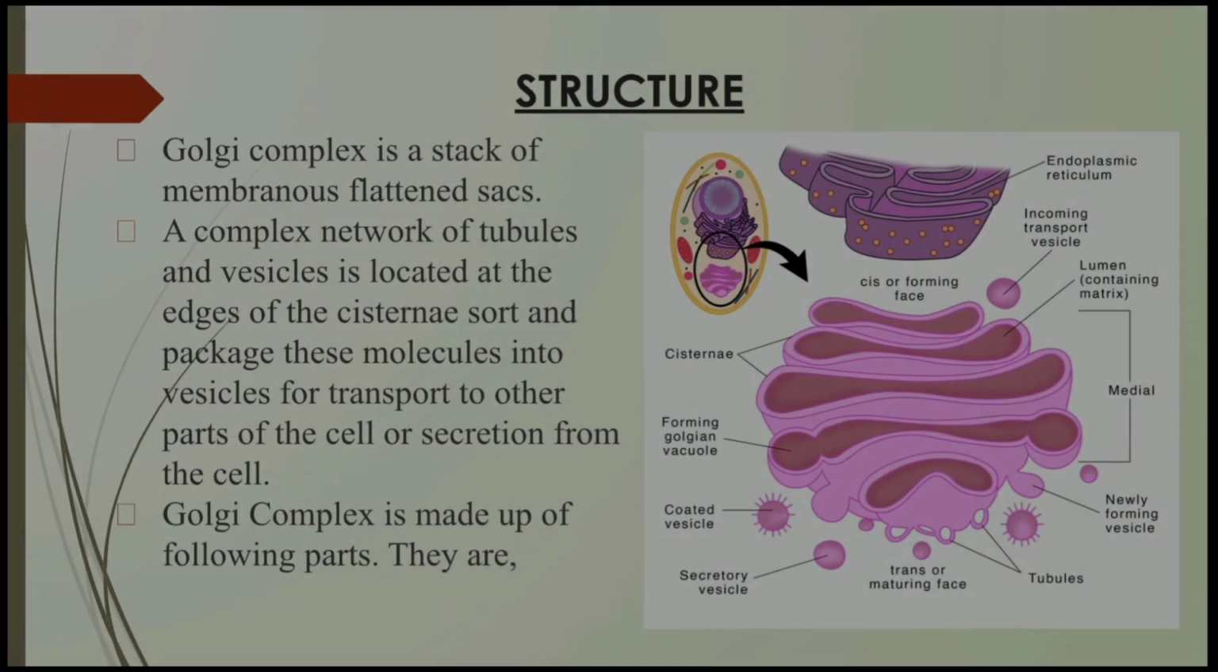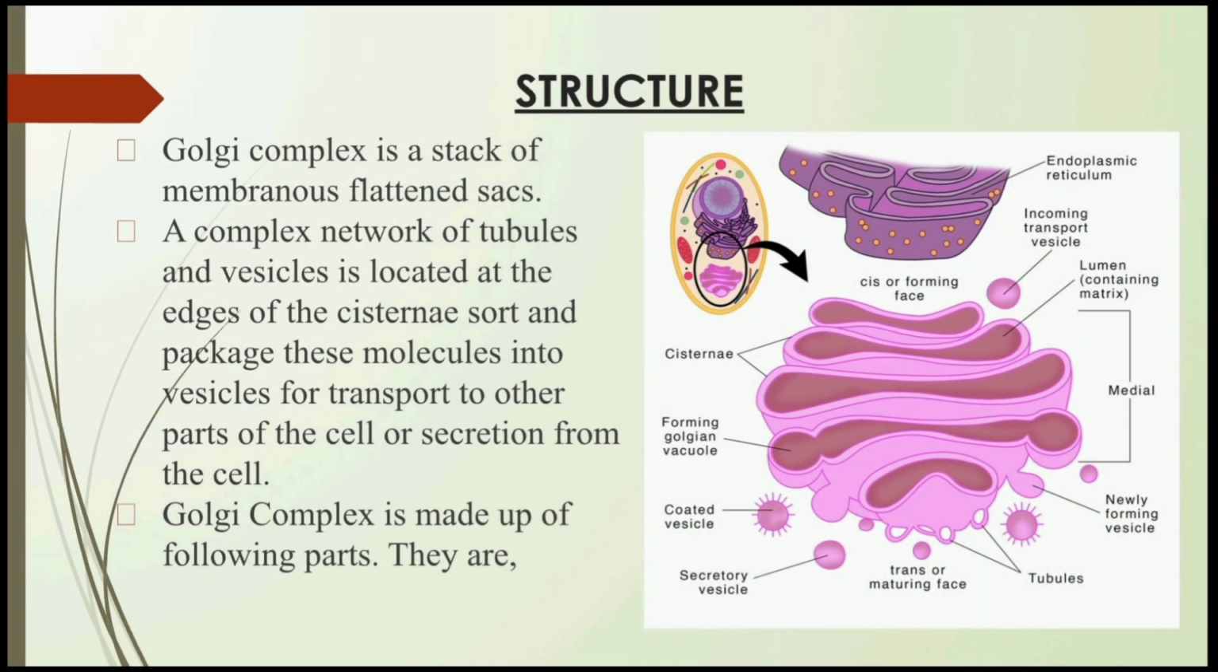Next, structure. We can see the Golgi complex structure in the picture, which shows a stack of flattened sacs. A complex network of tubules and vesicles is located at the edges of the cisternae. They sort and package these molecules into vesicles for transport to other parts of the cell. Golgi complex is made up of the following parts.